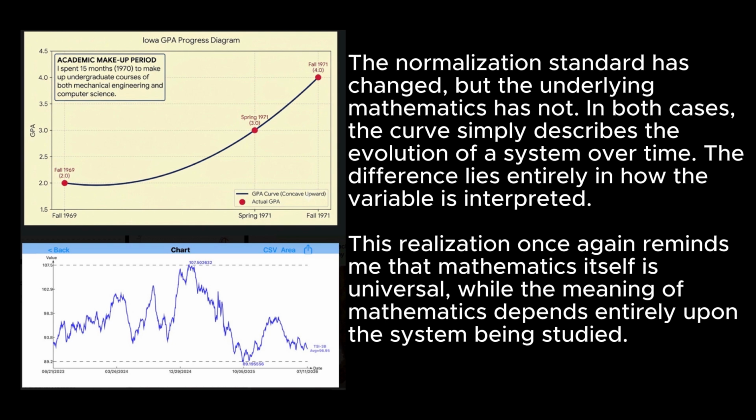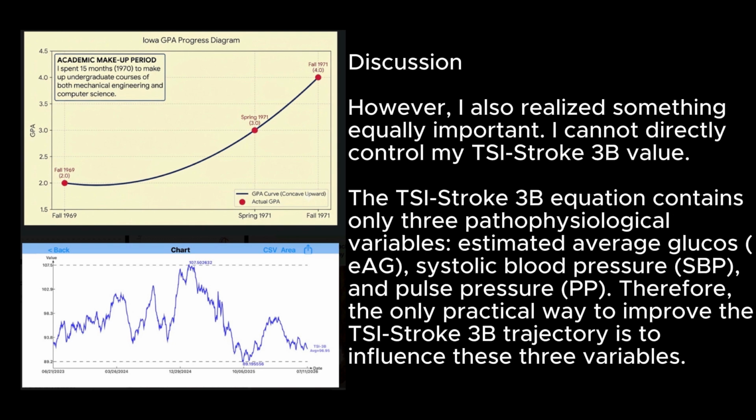This realization once again reminds me that mathematics itself is universal, while the meaning of mathematics depends entirely upon the system being studied. Discussion. However, I also realize something equally important: I cannot directly control my TSI-Stroke3B value. The TSI-Stroke3B equation contains only three pathophysiological variables: estimated average glucose E, systolic blood pressure SBP, and pulse pressure PP. Therefore, the only practical way to improve that TSI-Stroke3B trajectory is to influence these three variables.